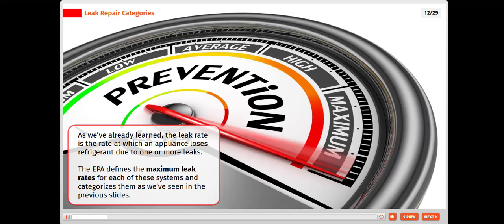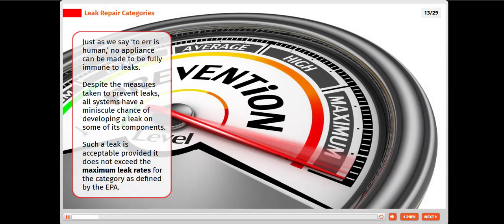As we've already learned, the leak rate is the rate at which an appliance loses refrigerant due to one or more leaks. The EPA defines the maximum leak rates for each of these systems and categorizes them as we've seen in the previous slides. Just as we say to err is human, no appliance can be made fully immune to leaks. Despite the measures taken to prevent leaks, all systems have a minuscule chance of developing a leak on some of its components. Such a leak is acceptable provided it does not exceed the maximum leak rates for the category as defined by the EPA.